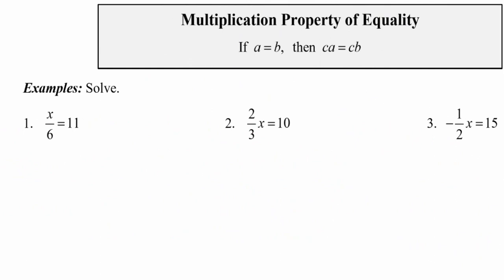Okay, continuing our work with properties of equality and solving linear equations, the next property of equality that we're going to look at is called the multiplication property of equality. And if you think that that allows you to multiply both sides of an equation by the same number, you are absolutely correct. That's what happened here with the c. It got multiplied times both sides of the original equation.